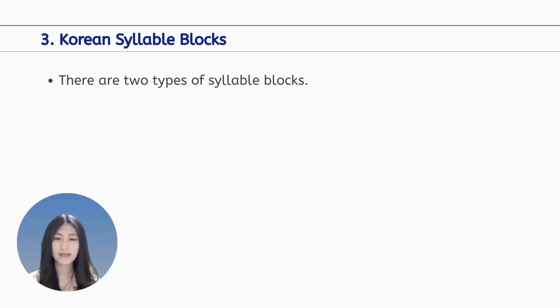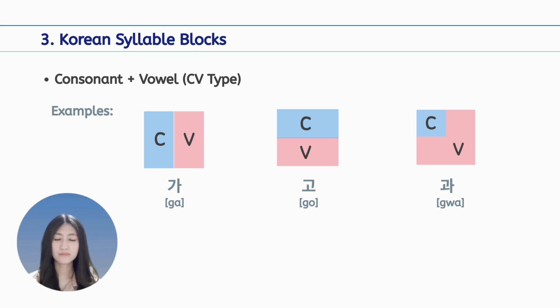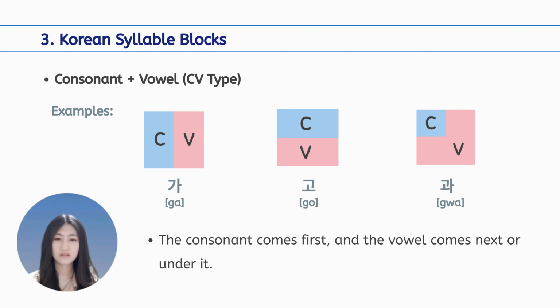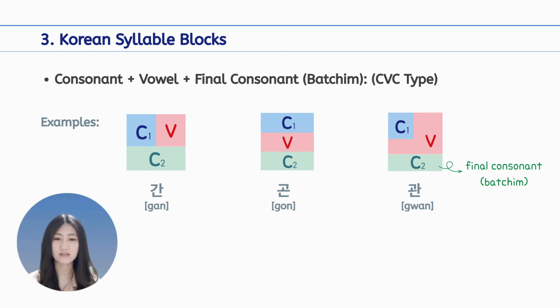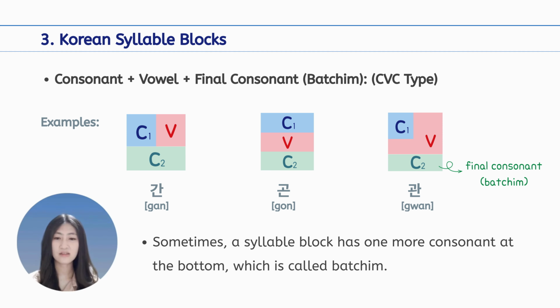There are 2 basic patterns for syllable blocks. The first pattern is consonant plus vowel. For example, the consonant comes first and the vowel comes next. The second pattern is consonant plus vowel plus final consonant. In this type, we add another consonant at the bottom. The final consonant at the bottom is called 받침.